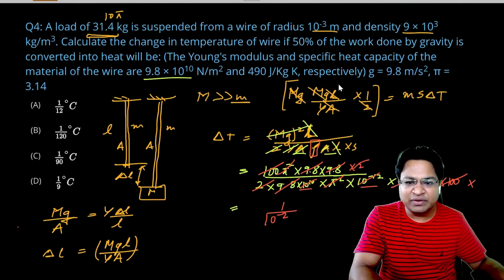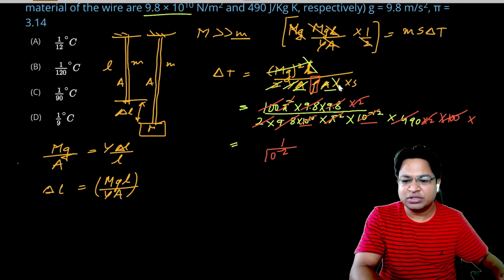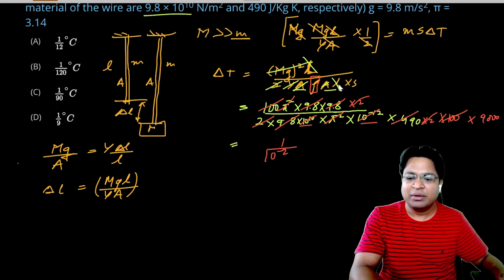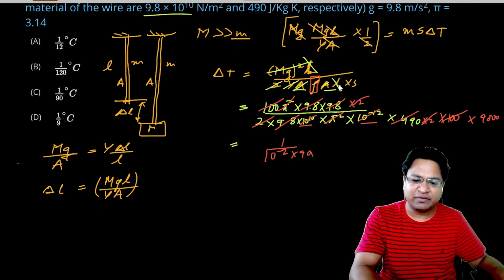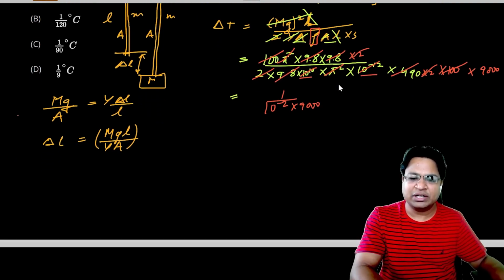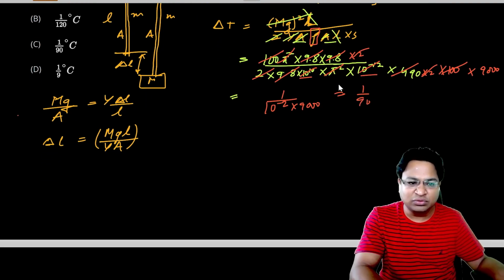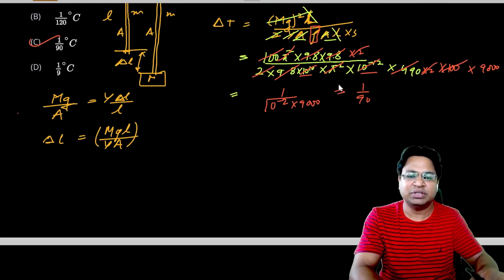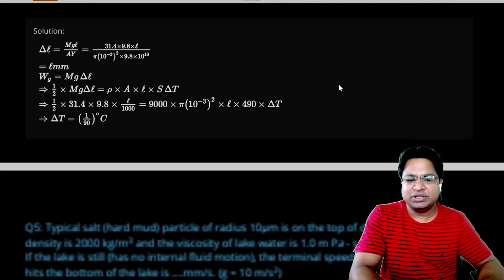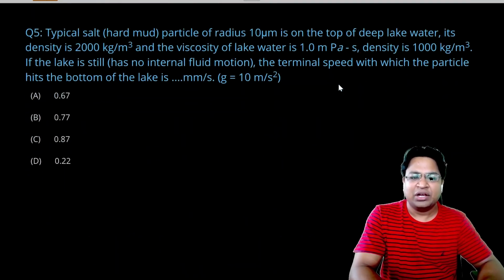Rho is given to be 9,000. So it will become 9,000, and when I multiply 9,000 with 10 raised to power minus 2, what I get is 1 upon 90, and I do see that in one of the options. So option C would be the right option here. So option C is indeed the option that we are getting. Now we go to the next question.